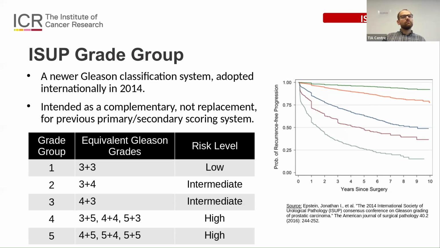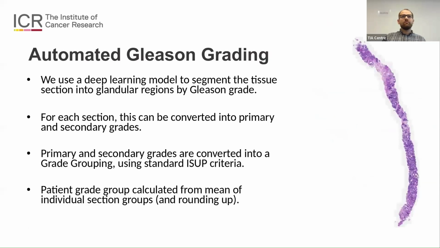And I think one of the key things here was this idea of 3 plus 4 and 4 plus 3 being different, and adding them both and saying, okay, this is grade 7, is not sufficient. You need to break these two up. And so most of what I'm going to be talking about today will be using this grade group system, but behind the scenes it is up to the primary and secondary pattern.